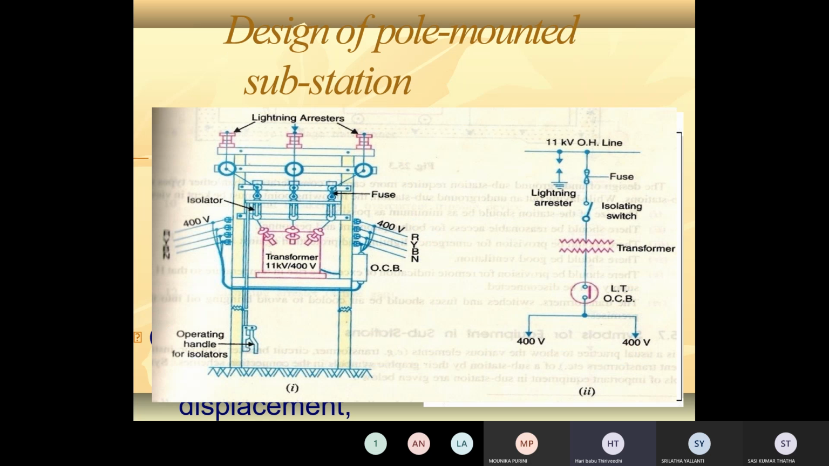This is the design of pole mounted substation. Pole mounted is nothing but, look at the figure, two poles, in between these two poles the transformer is installed, that is H type or pole type. So these are the lightning arresters. Look at the figure, these are the lightning arresters. So lightning arresters are placed at the top of the substation. Incoming line 11 kV, outgoing line is 400 volts, right?